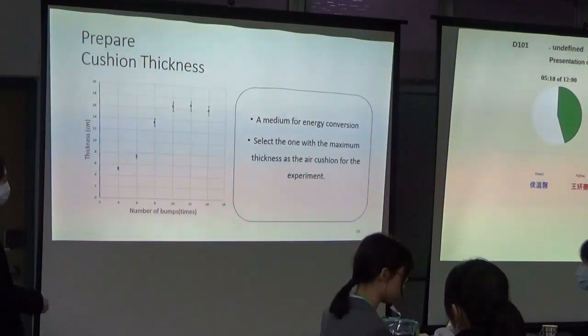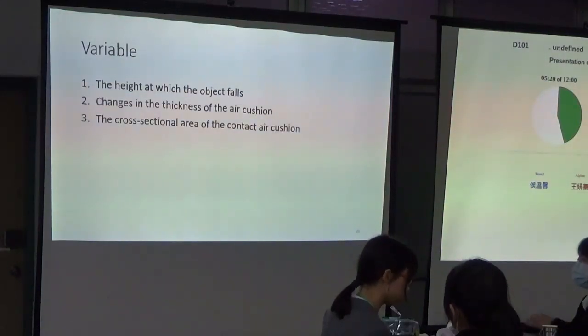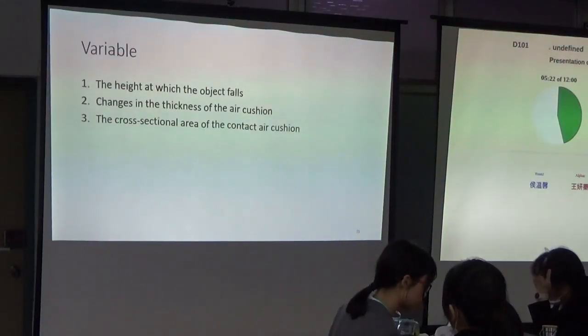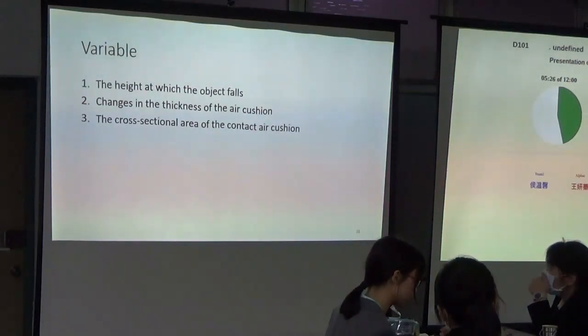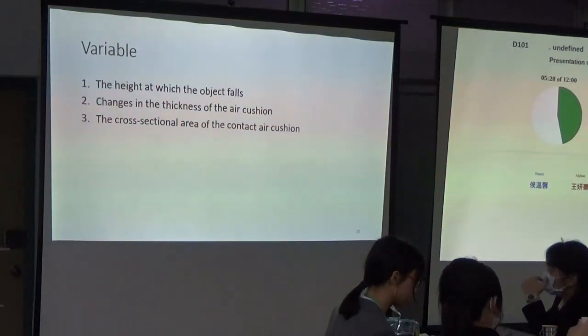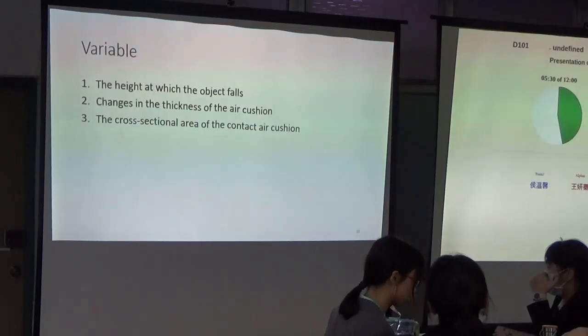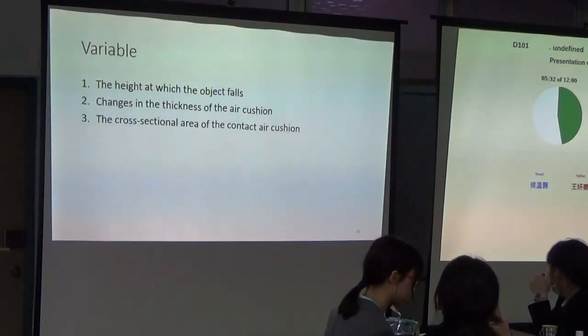And this is the variables of my experiment. 1, the height at which the object falls. 2, change in the thickness of the air cushion. 3, the cross-sectional area of the contact air cushion.